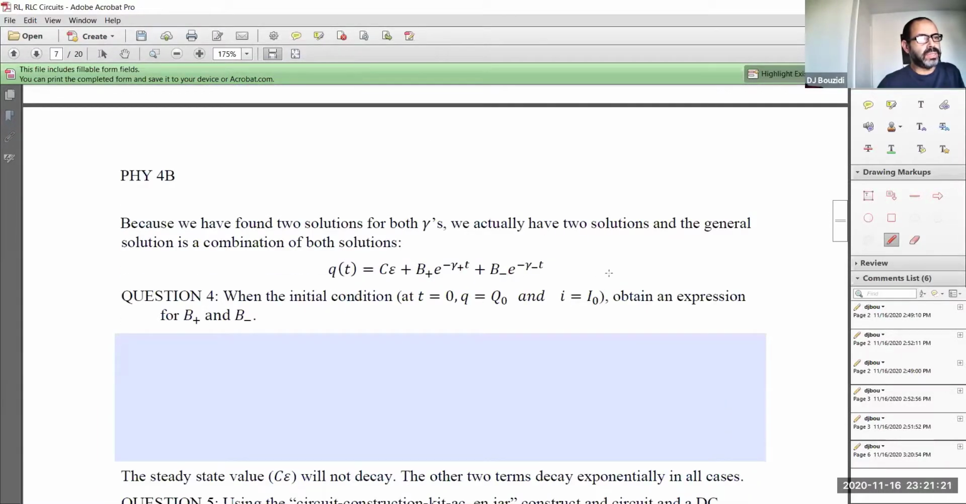Again, Q is the sum of the two. Instead of working with the tau, it's actually much better to work with the gammas. Okay, when the initial conditions are t equal to 0, obtain an expression for B plus and B minus. The general solution then is the sum of the two solutions because we found two different gammas, okay? So the general solution is the steady state. Here is your steady state.